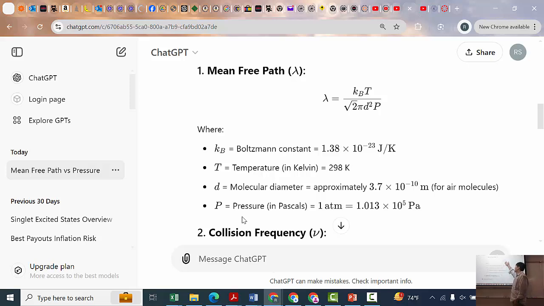This is the equation for the mean free path. We're not going to be doing any mean free path calculations for this. But we factor in things. How fast are they moving, i.e. temperature? How big are they? What's the pressure? This kind of thing.